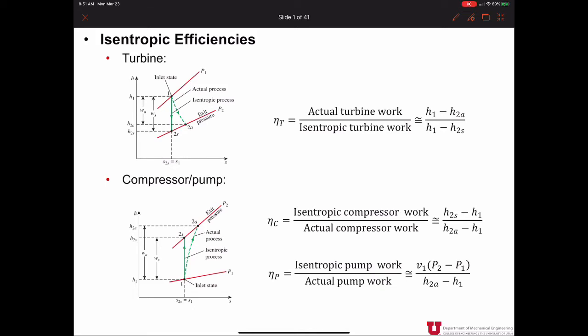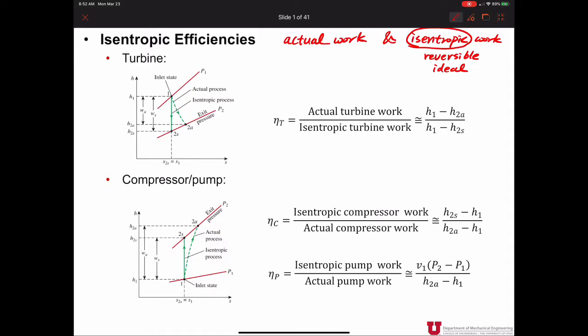Let's start this lecture 22 by overviewing what we learned in lecture 21. In lecture 21, we learned about isentropic efficiencies. The isentropic efficiency basically compares actual work and isentropic work. I would say isentropic work is basically reversible work or ideal work. For a turbine, we compare actual turbine work to the isentropic turbine work.